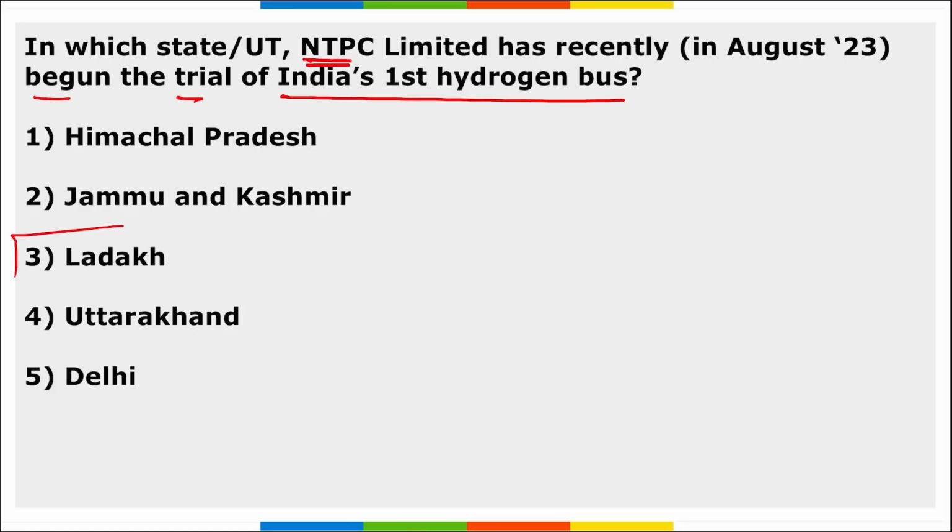It is in Ladakh. So NTPC is testing the trial of the first hydrogen bus in India, and it will be in the Union Territory of Ladakh. Correct. This marks the first ever usage of a hydrogen bus on public roads. And where is the trial going on? It is going on in Ladakh.